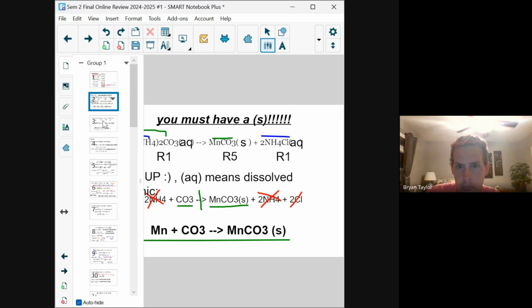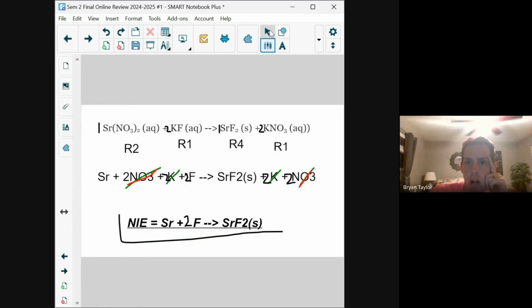Let's see another one. So this one, same thing. That's aqueous rule 1. That's aqueous rule 1. That's a solid. Again, please note, it's not always going to be the third thing. It could totally flip. We're allowed to flip. So we're going to break everything that's not solid. We broke this. Again, I put that 2 over here. 2 Ks, 2 Fs. This is a solid, so I just rewrote it. It doesn't dissolve.